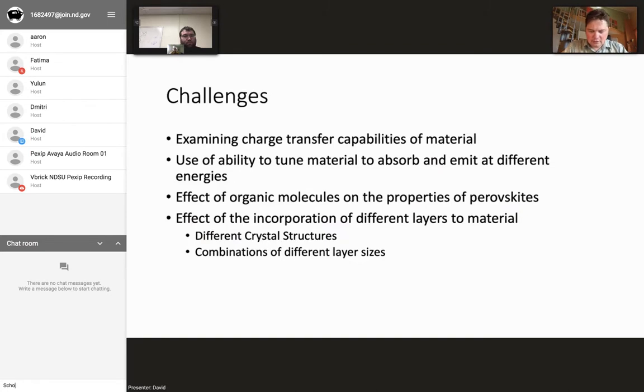And the other thing to look at in this situation is if we combine different sized layers of material. So we have one layer perovskite merging into a 3-layer or 4-layer, different sized layer in general.